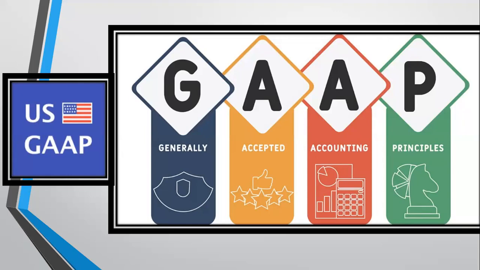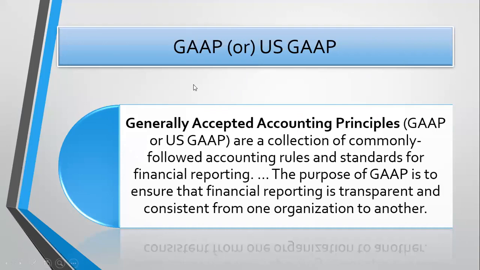Okay, see, the generally accepted accounting principles is also known as the US GAAP. And one more thing you have to remember here, these generally accepted accounting principles, or US GAAP, are a collection of commonly followed accounting principles and accounting rules.